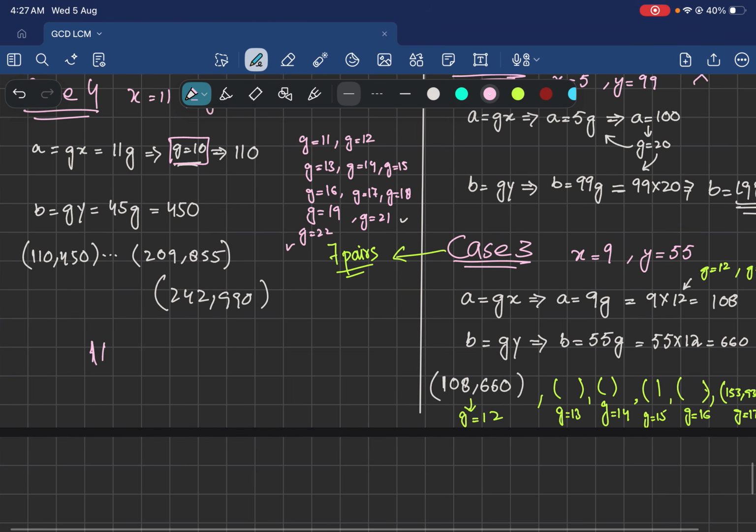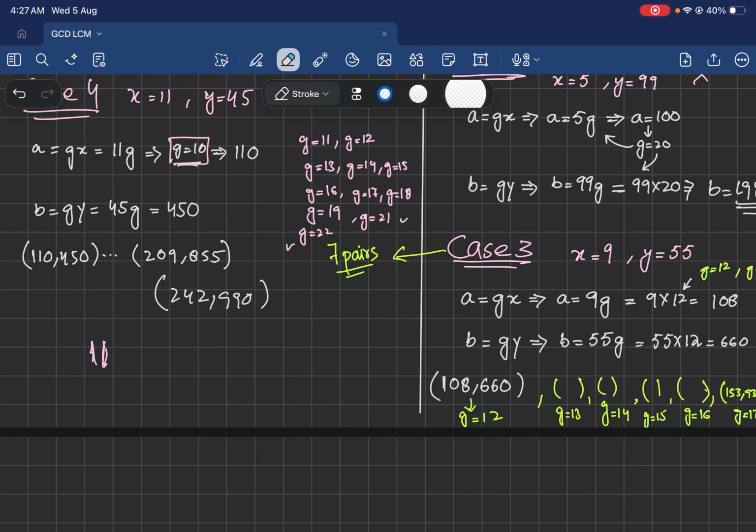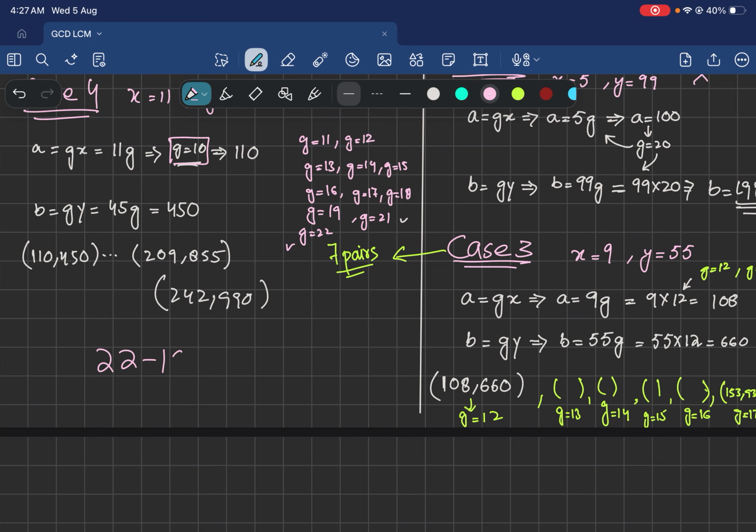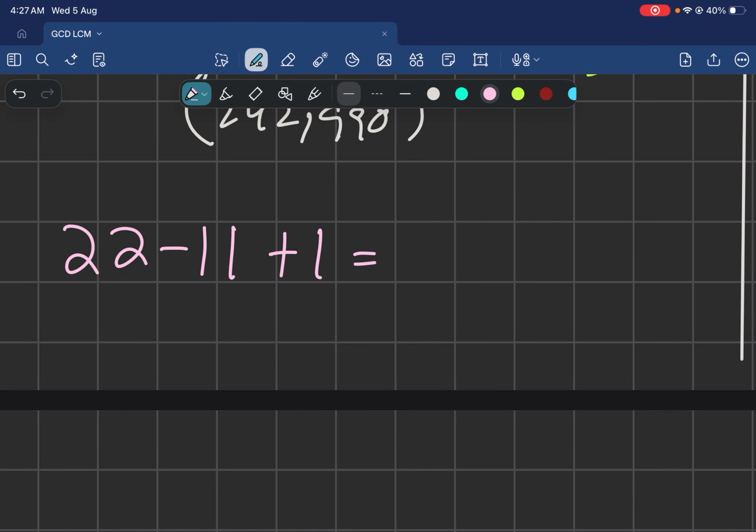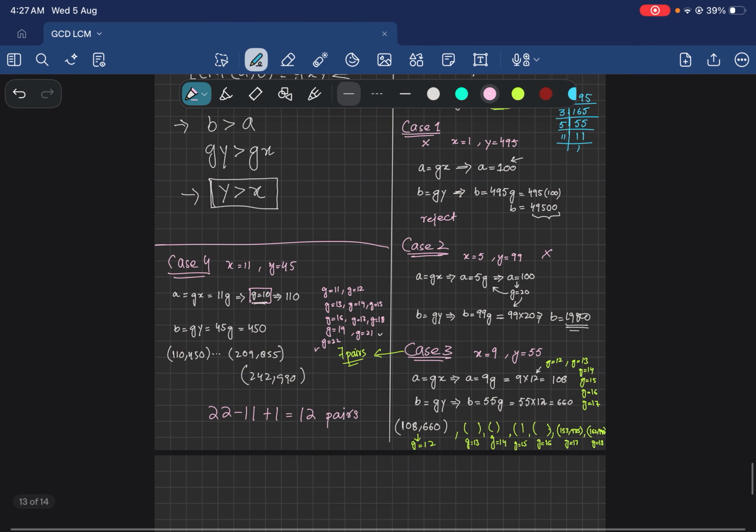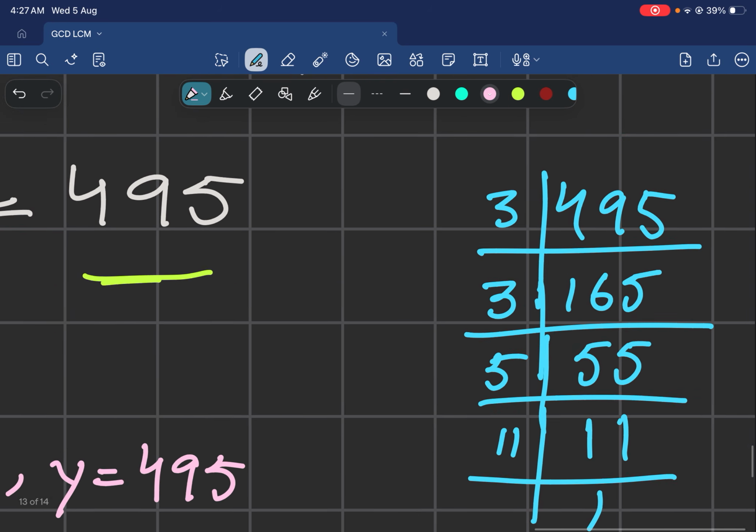How many pairs did we get in case 4? It starts from 11 and goes to 22, so it is 22 minus 11 plus 1. You get 12 pairs from here. Okay, can we make another case?